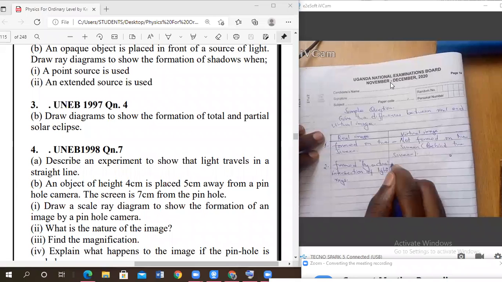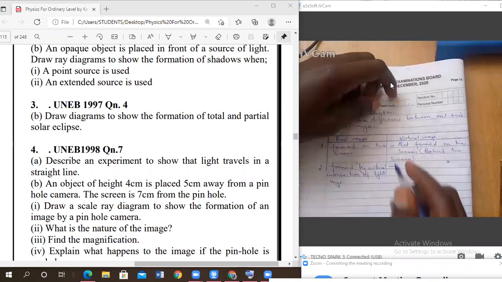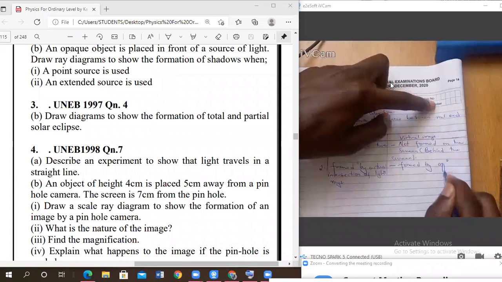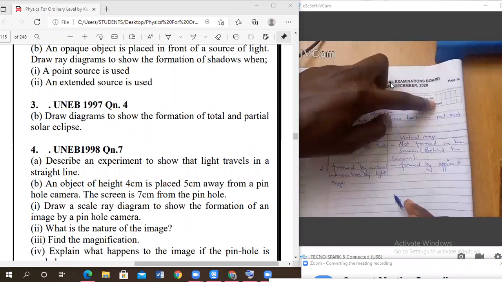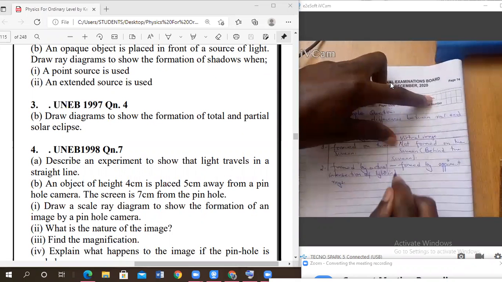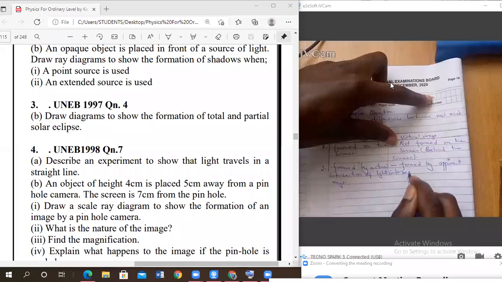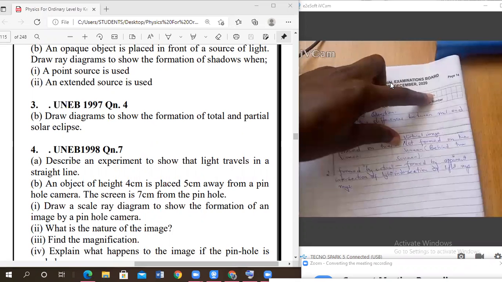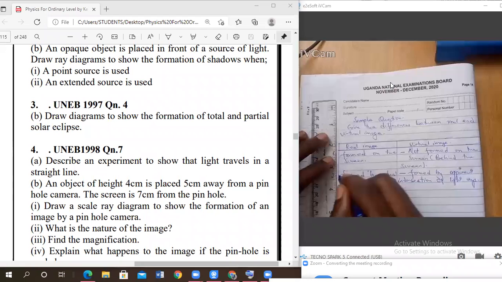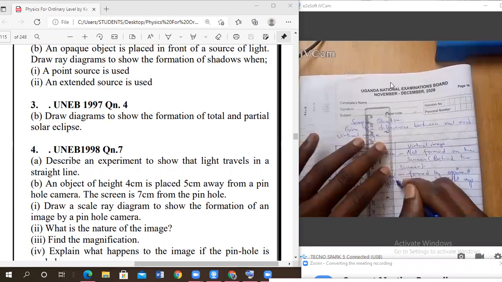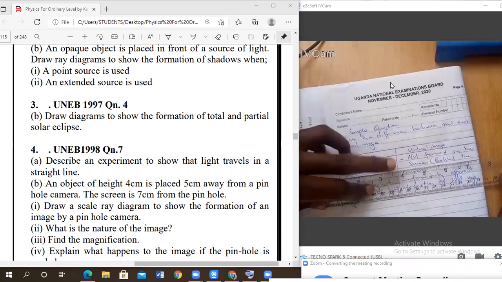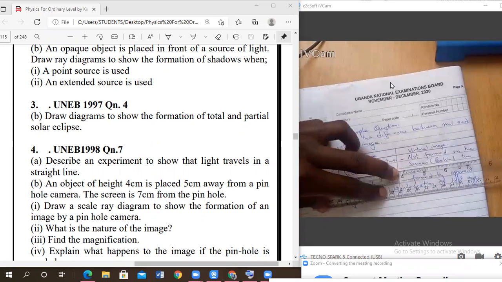Then the second one is formed by apparent intersection of light rays. Then you close. A table must always be closed, members. A table must be closed. Must be closed.